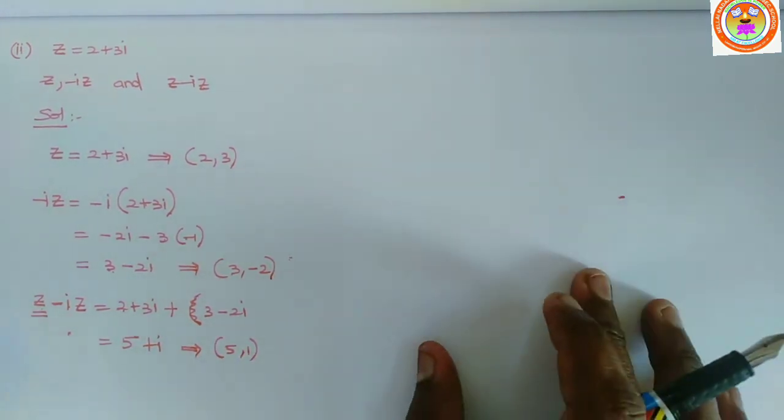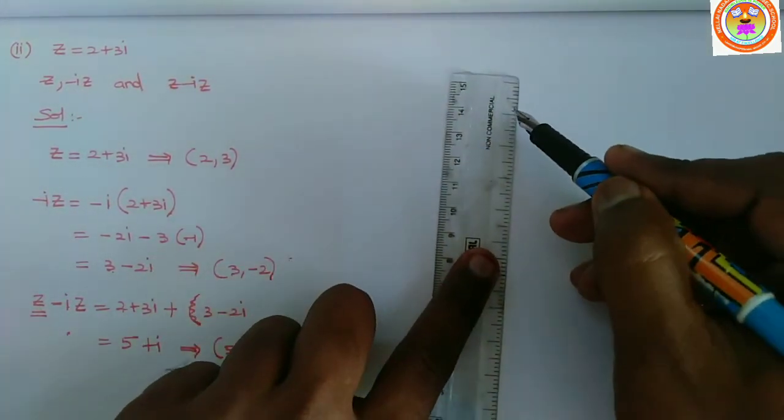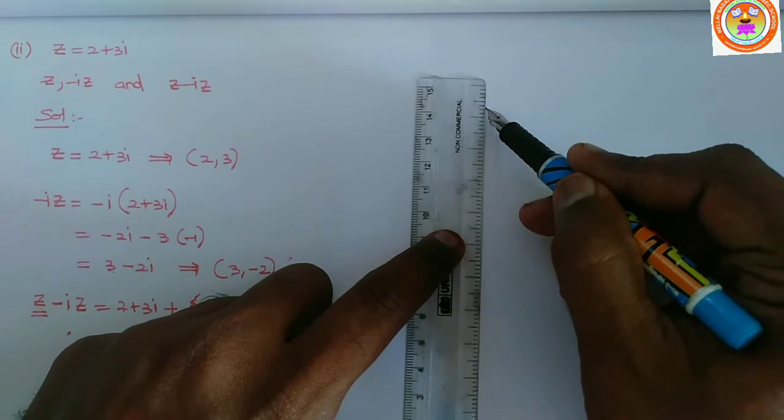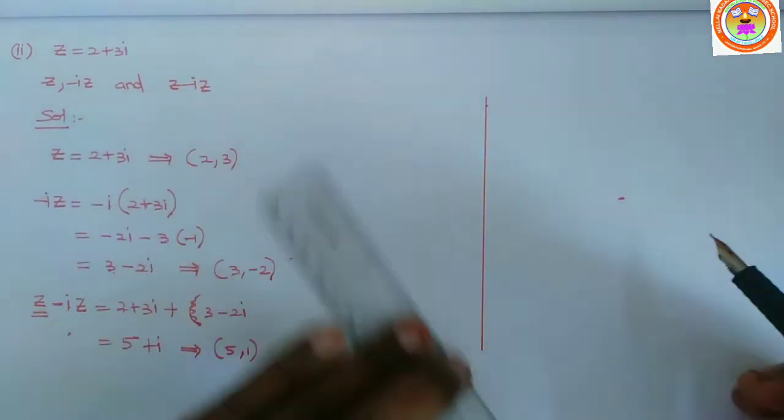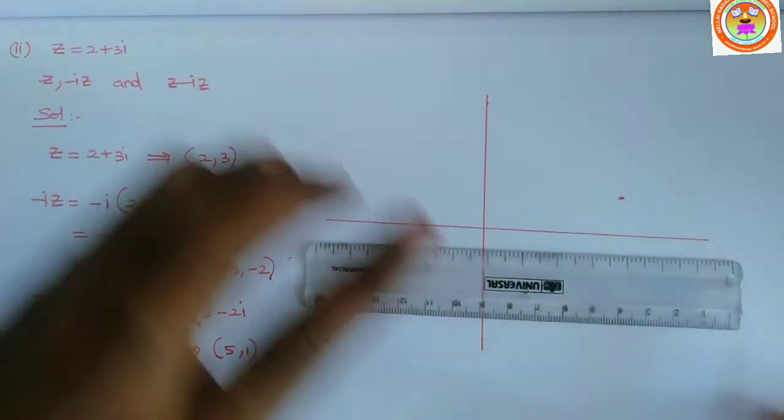3 comma minus 2 and 5 comma 1. Now you can draw the Argand plane. The Argand plane is very easy, no? So now you need to draw the Argand plane. The Argand plane is nothing but the real and imaginary axes, that's all.